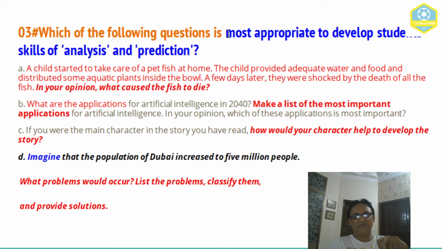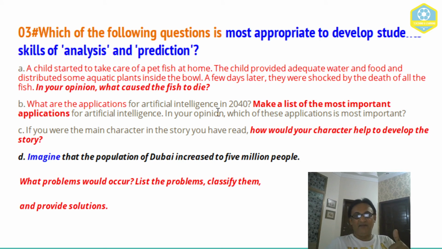The question says most appropriate to develop student skills, analysis and production. Where's the analysis? Is there any production? Of course not. So this is not the appropriate answer. This is the kind of story that tells what happened, what caused the fish to die. It doesn't make sense. Next: what are the applications for artificial intelligence in 2040? The question is asking about intelligence. Make a list of the most important applications. Here the question is asking to make a list, so that will be a possible solution, but there is no analysis for intelligence.